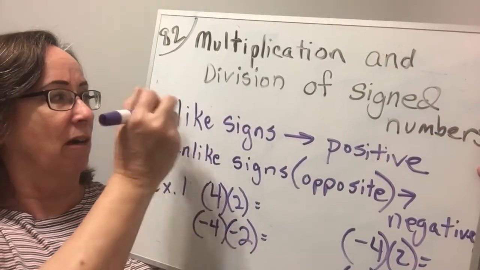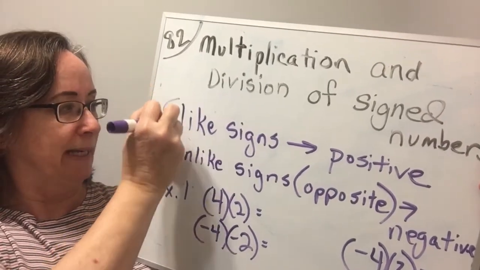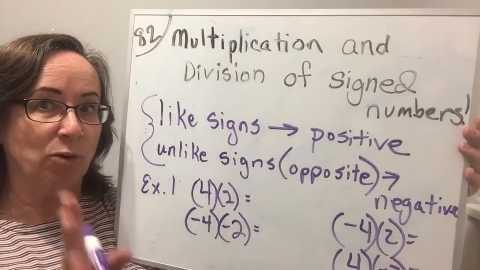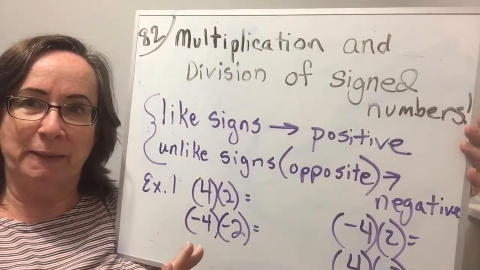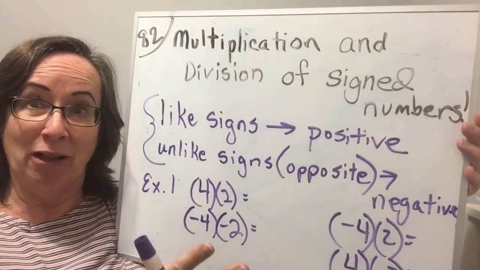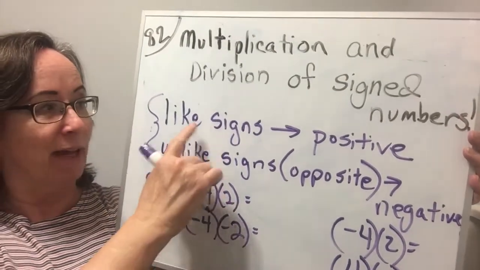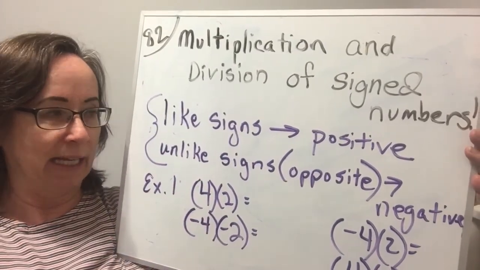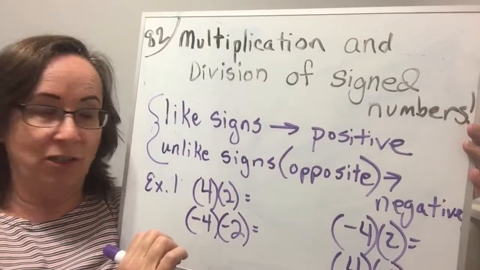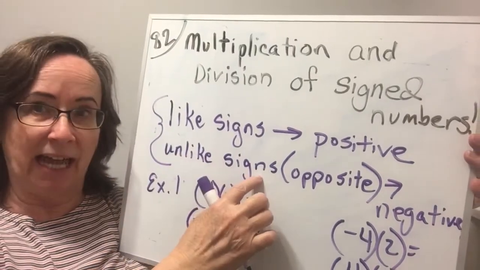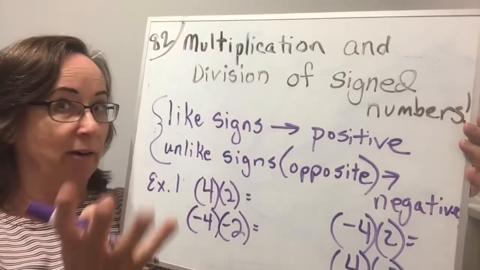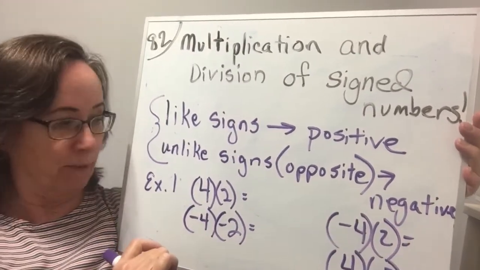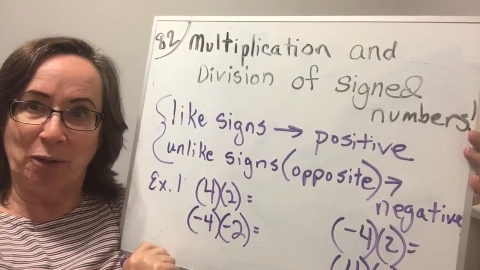So these are our rules. We have two rules right here. And the cool thing about the two rules is they work for both multiplication and division. The same rule. So it's very easy. If we have two like signs that we are either multiplying or dividing, we get a positive answer. And if we have two unlike or opposite signs that we are either multiplying or dividing, then we get a negative answer.